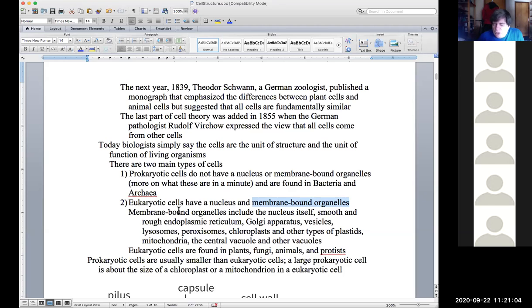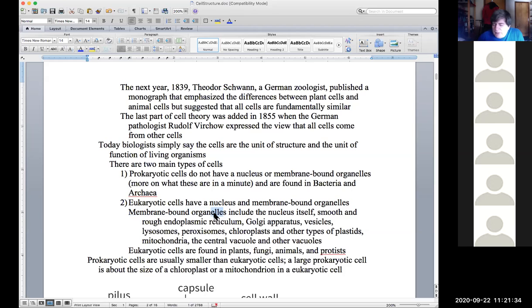But eukaryotic cells also have membrane-bound organelles. So what's a membrane-bound organelle? Well, an organelle, E-L-L-E, means a little something. So this is a little organ. So it's kind of like, think about the organs in your body, the stomach, the brain, muscles, things like that. So this is a special part of a cell that does some task, like your stomach helps to digest your food.